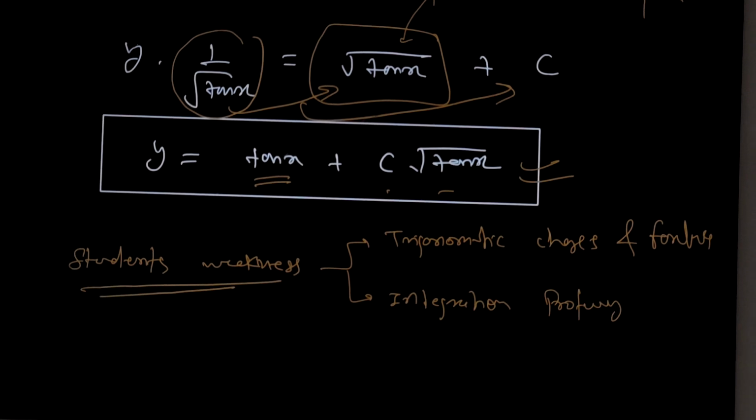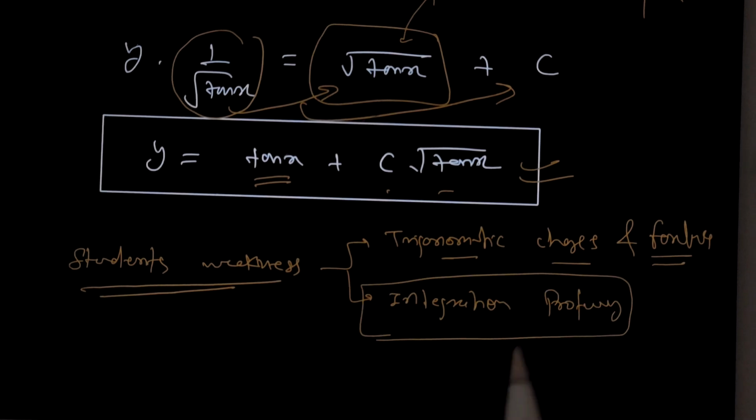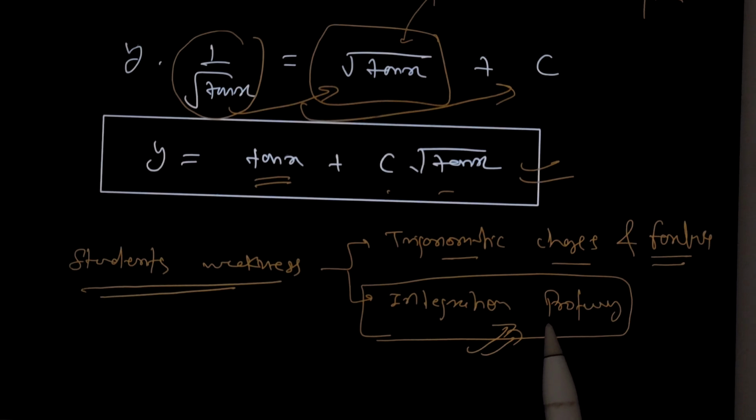So what is the student's weakness? Trigonometry changes and formulas can be your weakness. And when you don't have integration proficiency, again you will face the problem. So let's go for the next lecture 12.